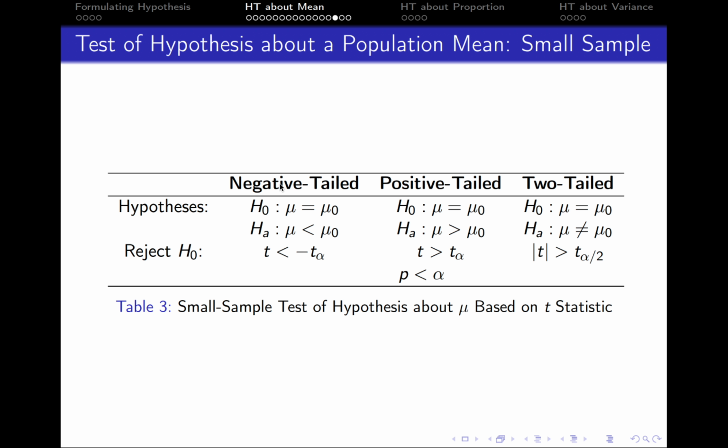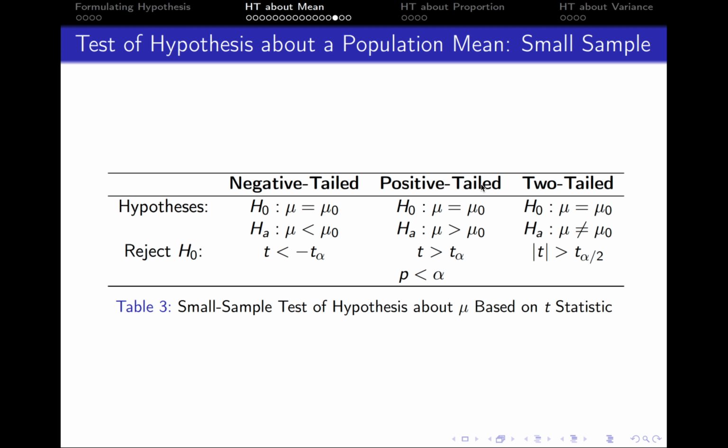And now let's have a look at the alternative hypothesis. In case of the negative tail test, the alternative hypothesis is that the population mean is lower than the hypothetical population mean, and we will reject the null hypothesis and accept the alternative hypothesis when the estimated t-value is below the negative t-value at the significance level of alpha for a given number of degrees of freedom.